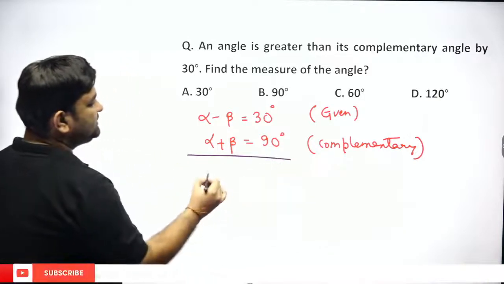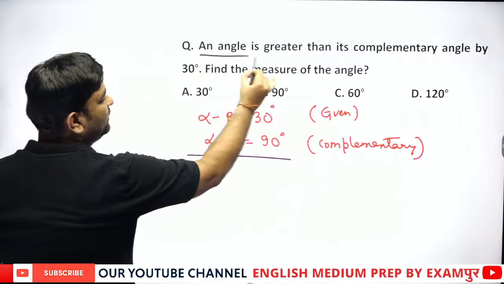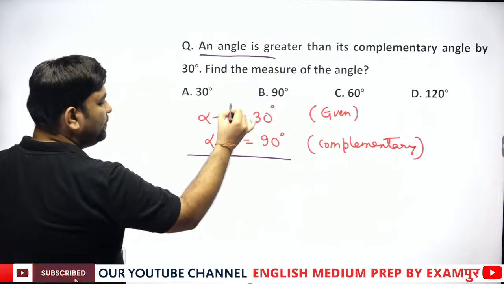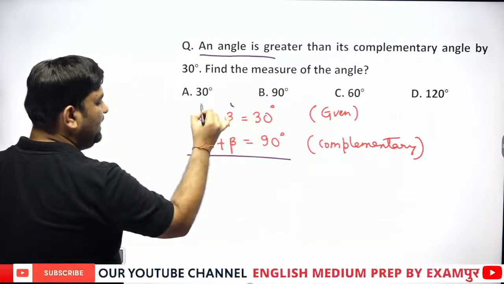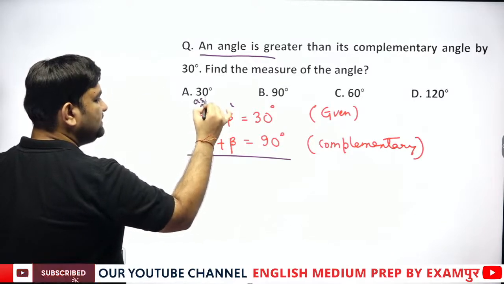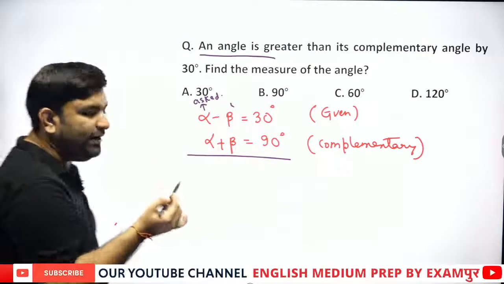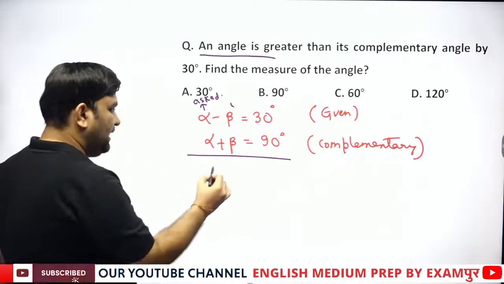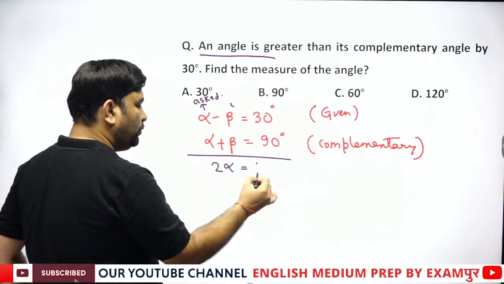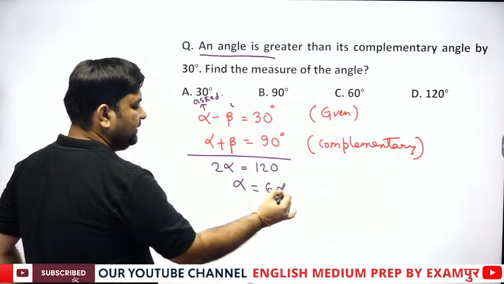Add both equations. Angle is greater than its complementary angle, so beta is the complementary part. Alpha is what is being asked to us, so we need to find out the value of alpha. Adding both, 2 alpha is 120. So alpha is 60 degrees.